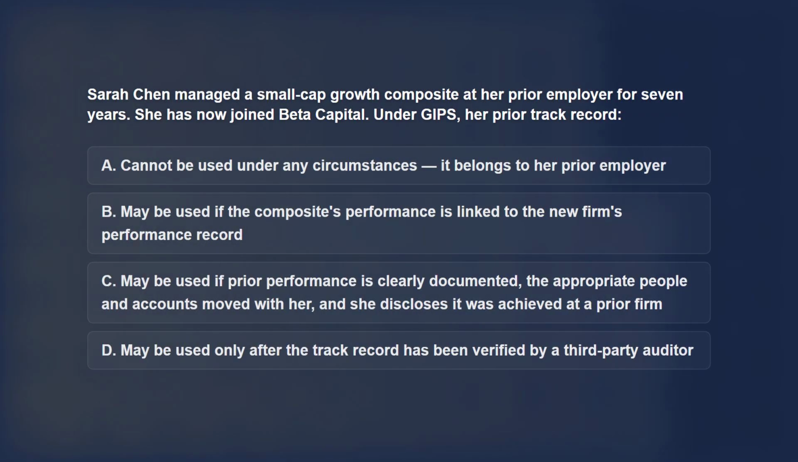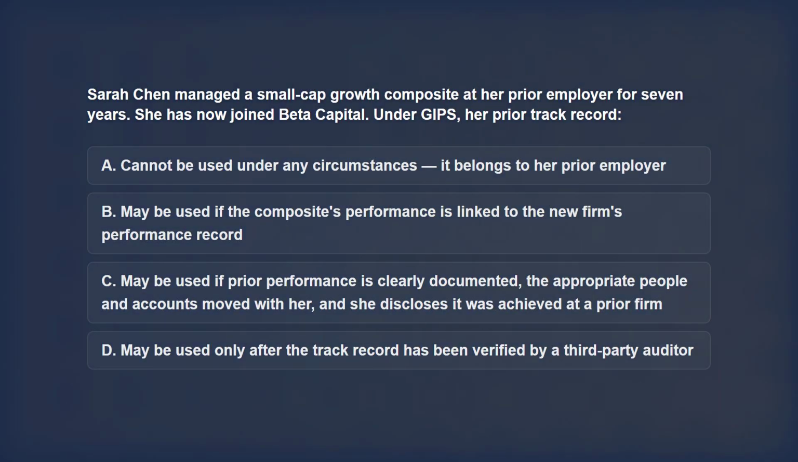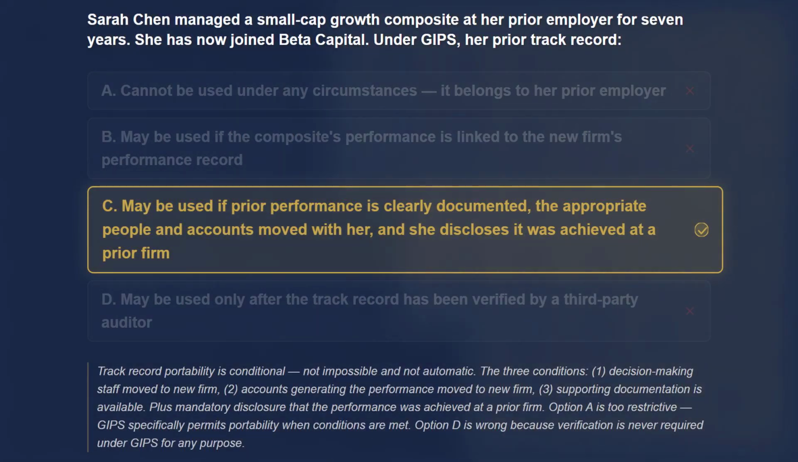Exam question, portability. Sarah Chen was lead portfolio manager for a small-cap growth composite at her previous employer for 7 years. She moves to Beta Capital and wants to market that track record. Under GIPS, the prior track record: A. Cannot be used under any circumstances. B. May be used if performance is linked to the new firm's record. C. May be used if documented, same accounts moved, same team with disclosure. D. May be used only after third-party verification. Remember the 3 keys to the vault.